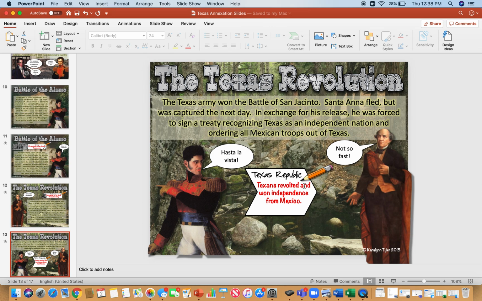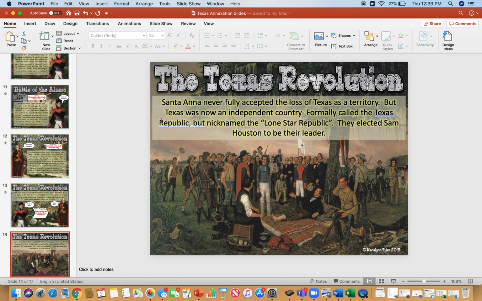So Texans revolted, and they officially won independence from Mexico. And they officially became the Texas Republic. But Santa Anna never fully accepted that loss of Texas as a territory. But Texas was now an independent country, formerly called the Texas Republic, but nicknamed the Lone Star Republic. And they elected Sam Houston to be their leader.